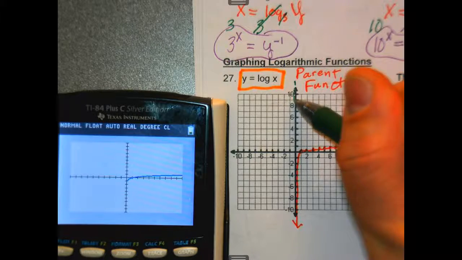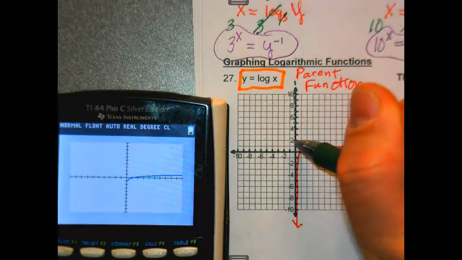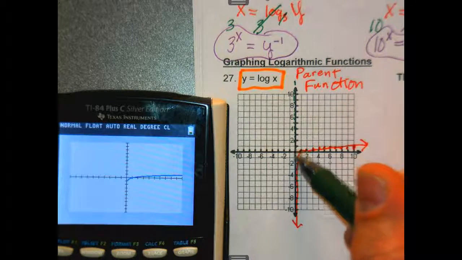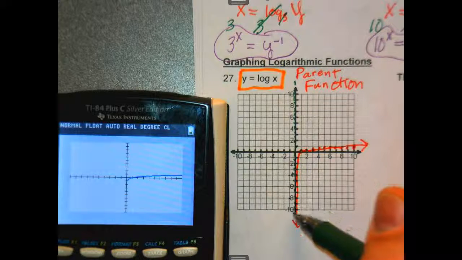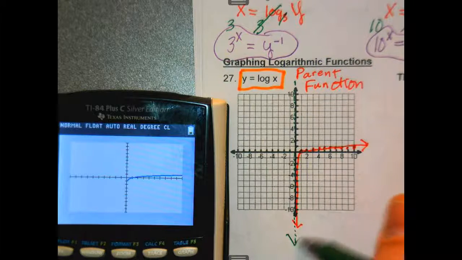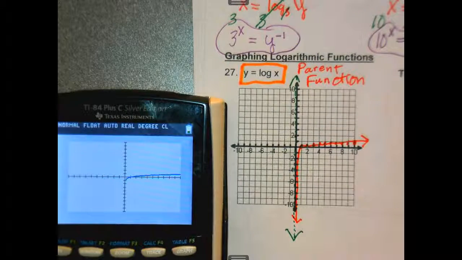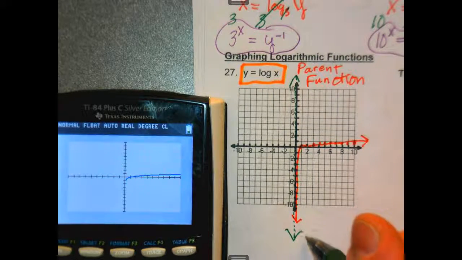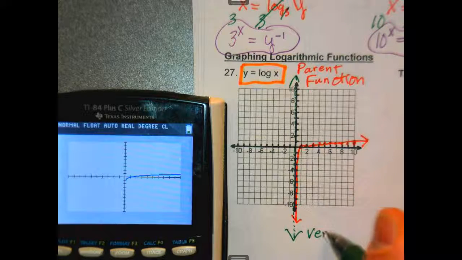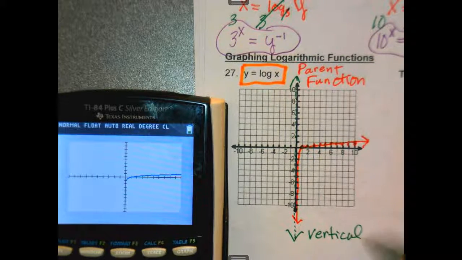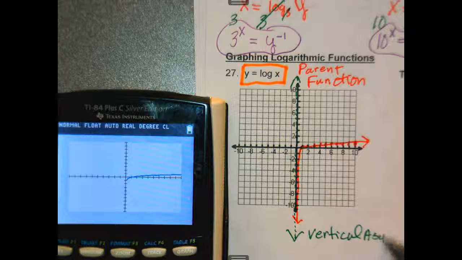Okay, here's my asymptote. In our exponential function, we had a horizontal asymptote. In the log function, we're going to have a vertical asymptote. Okay, vertical asymptote.